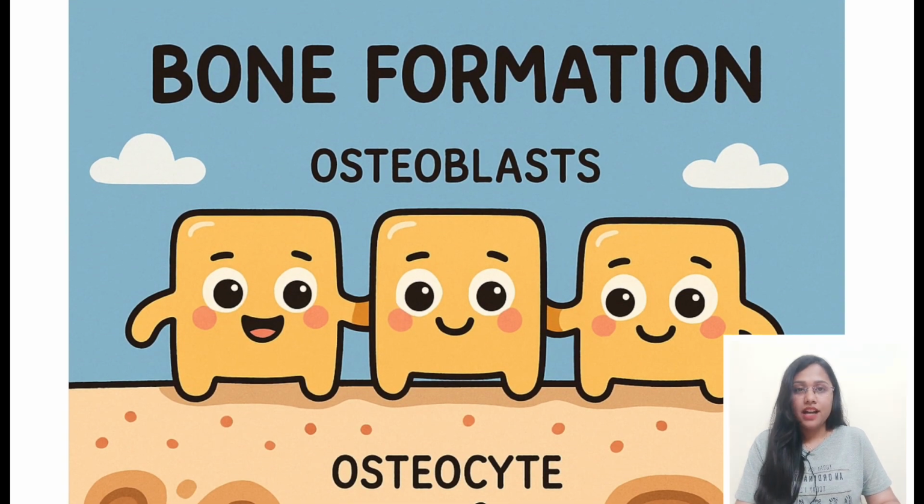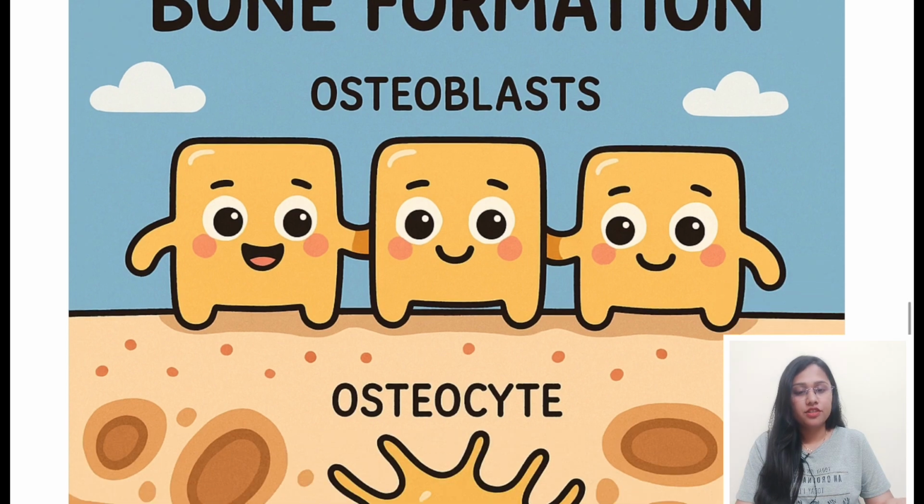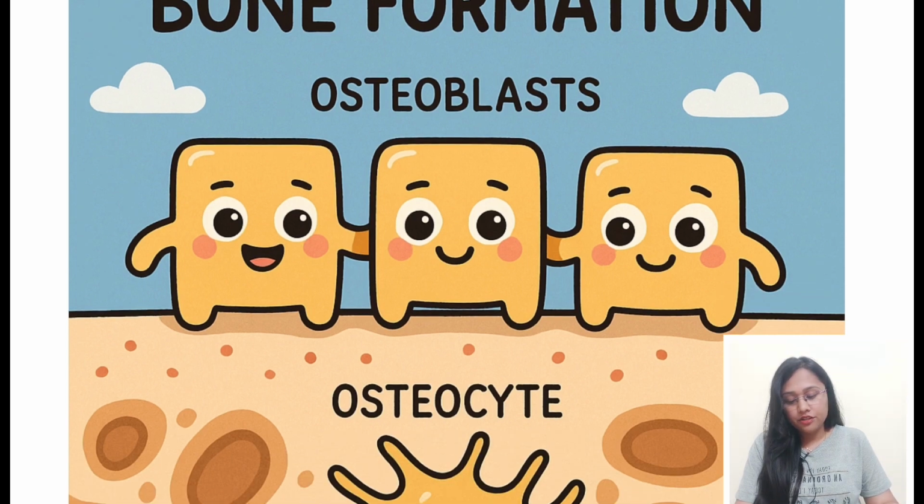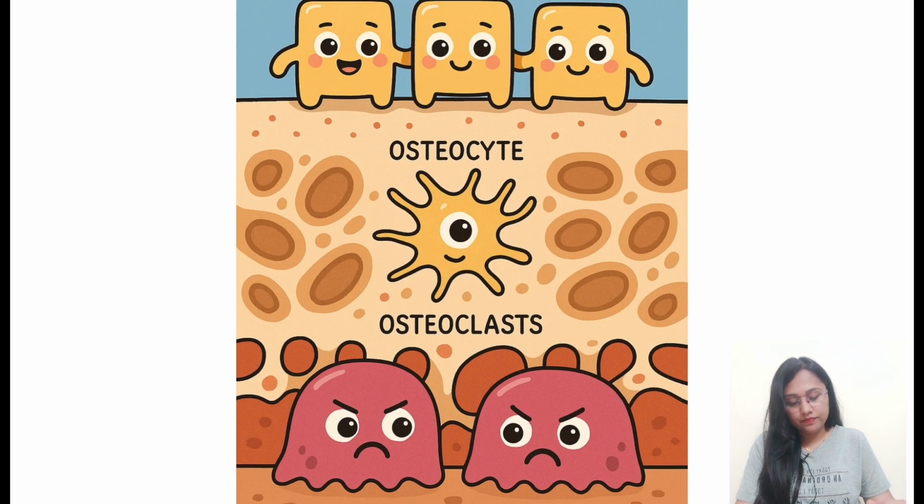As I promised, I will show you a cute little image to show you the function of the cells. So here is the image. You can see the happy looking cells and some angry red cells. The yellow happy cells are basically the osteoblasts, which are happily laying down the new bone. And then beneath them you can see the one-eyed cell. It is basically the osteocyte.